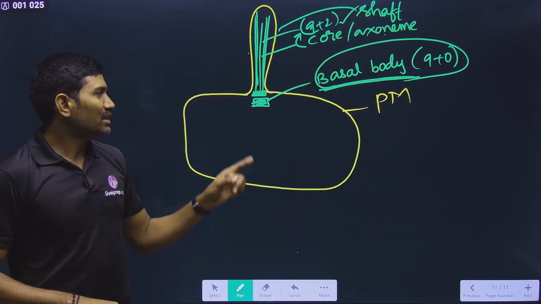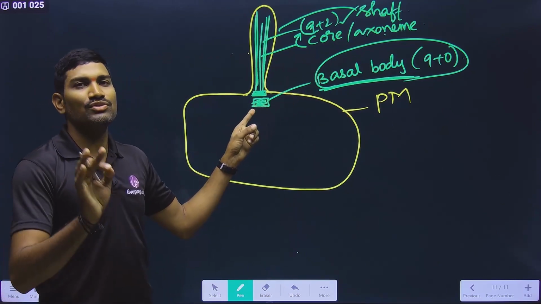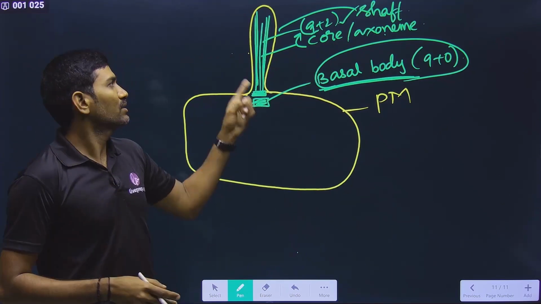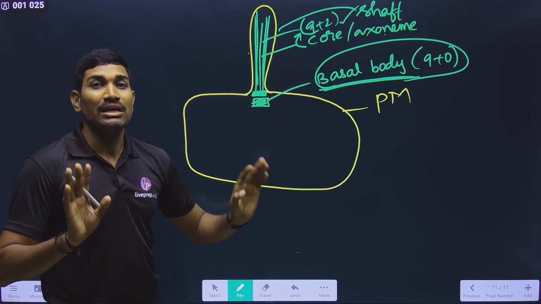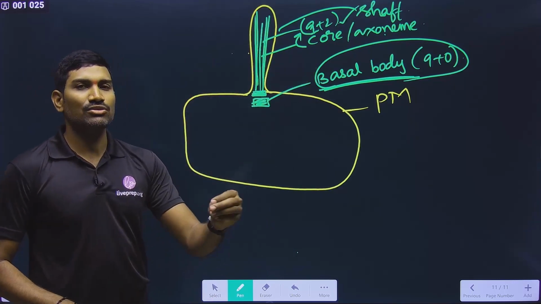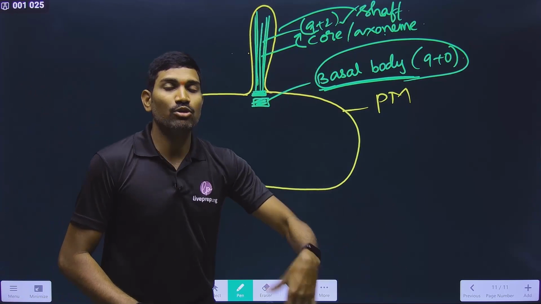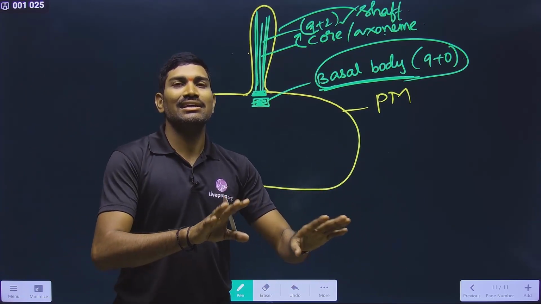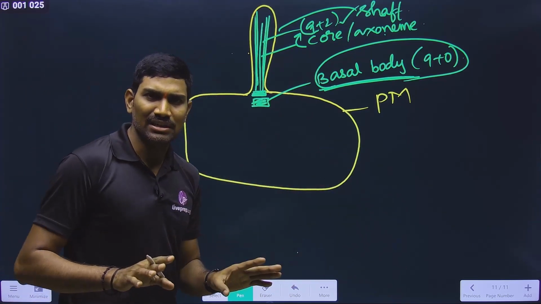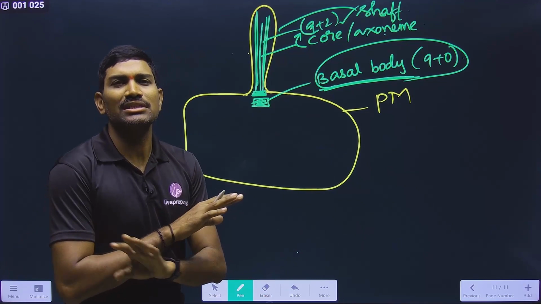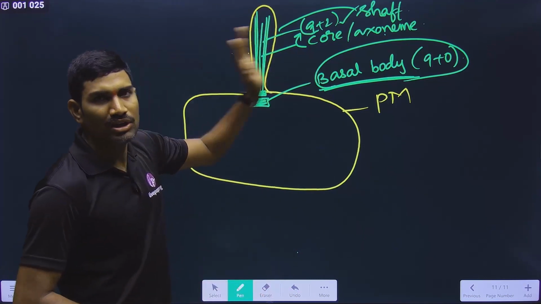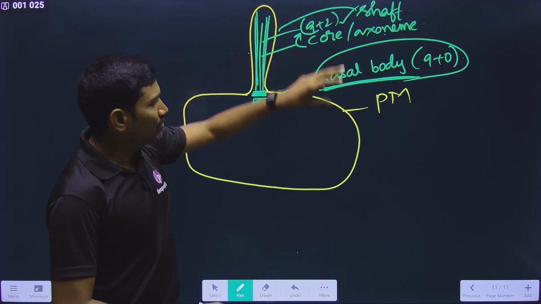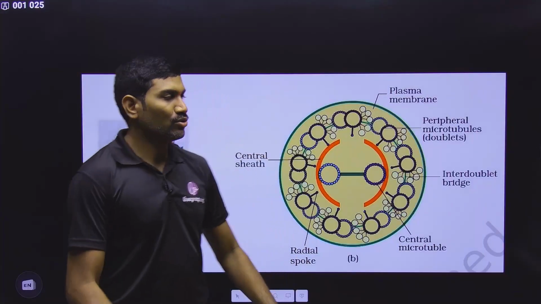So please remember, if they are specifically asking basal body of cilium or flagellum, 9+0; core or axoneme of cilium or flagellum, 9+2. If they are not mentioning anything, for example, which of the following type of microtubular arrangement is seen in cilium or flagellum? Simply they said, they have not mentioned which one specifically, and you need to select one. Which one you need to select? 9+2 only you need to select. Understood? So now we will go with that 9+2 microtubular arrangement.